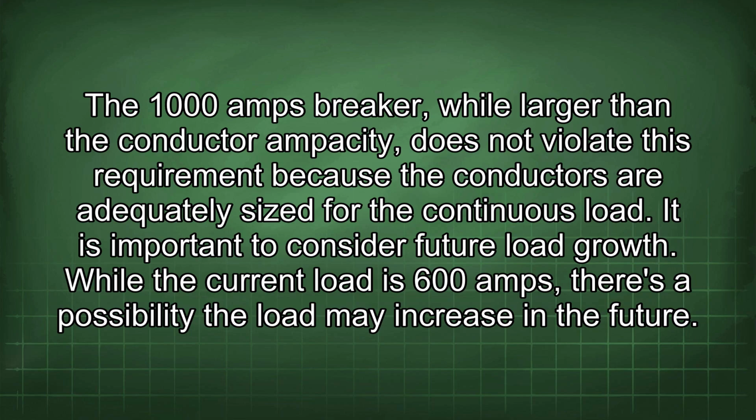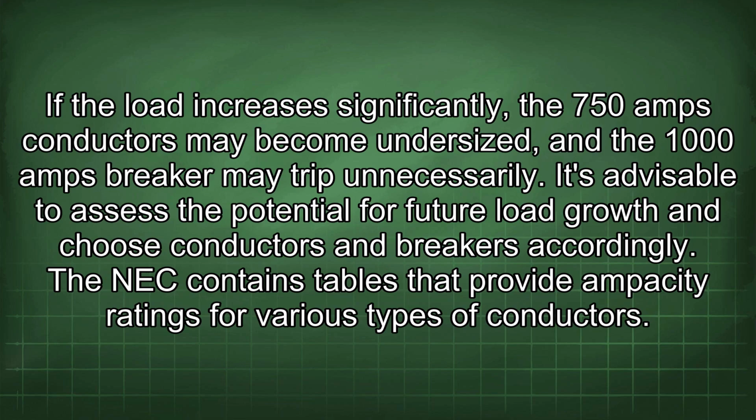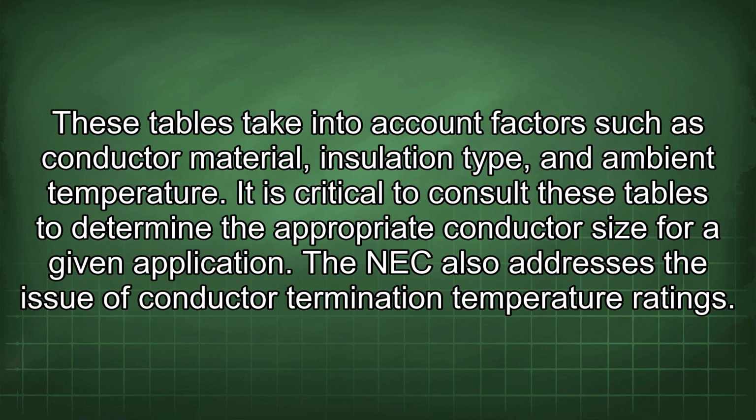It is important to consider future load growth. While the current load is 600 amps, there is a possibility the load may increase in the future. If the load increases significantly, the 750 amps conductors may become undersized and the 1000 amps breaker may trip unnecessarily. It's advisable to assess the potential for future load growth and choose conductors and breakers accordingly. The NEC contains tables that provide ampacity ratings for various types of conductors. These tables take into account factors such as conductor material, insulation type, and ambient temperature. It is critical to consult these tables to determine the appropriate conductor size for a given application.